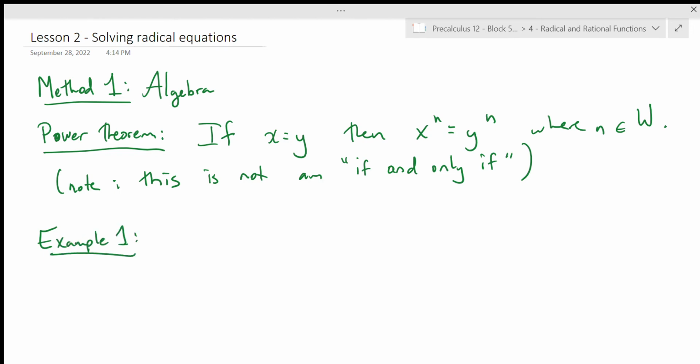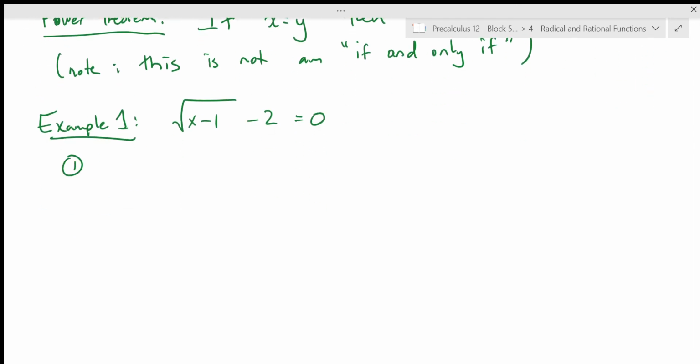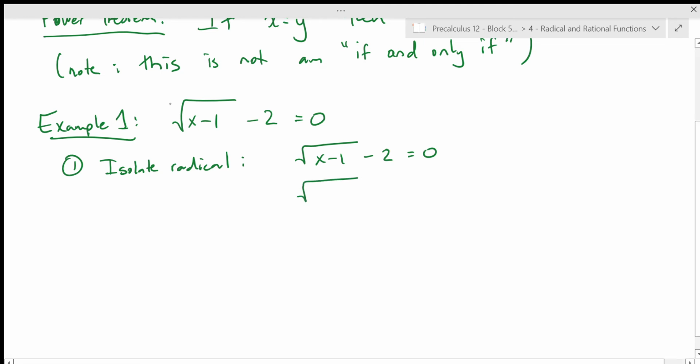Okay, so example 1 says we are going to take radical x minus 1 minus 2 equals 0. We have some pretty concrete steps that we can follow algebraically. Step 1 is isolate the radical. So how do we do that? Well, we get the radical by itself. We have radical x minus 1 minus 2 equals 0. We will add 2 to both sides, so we get radical x minus 1 equals positive 2. Lovely.